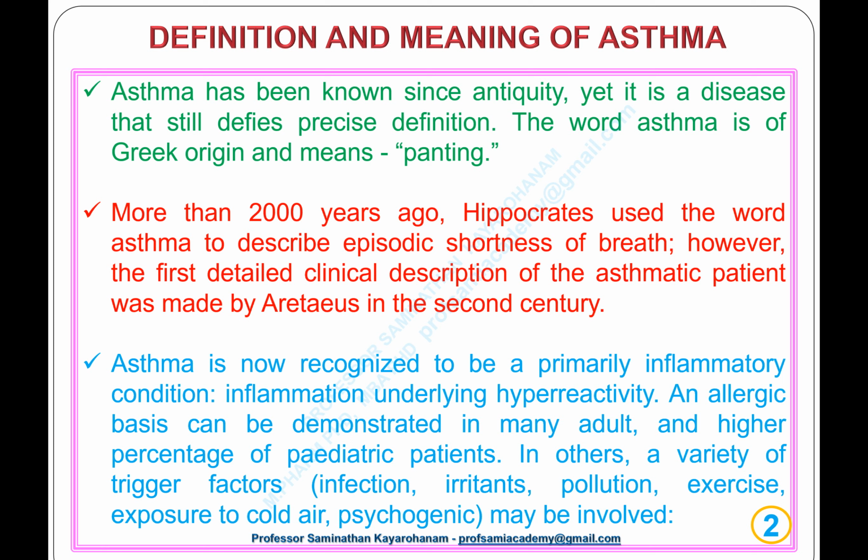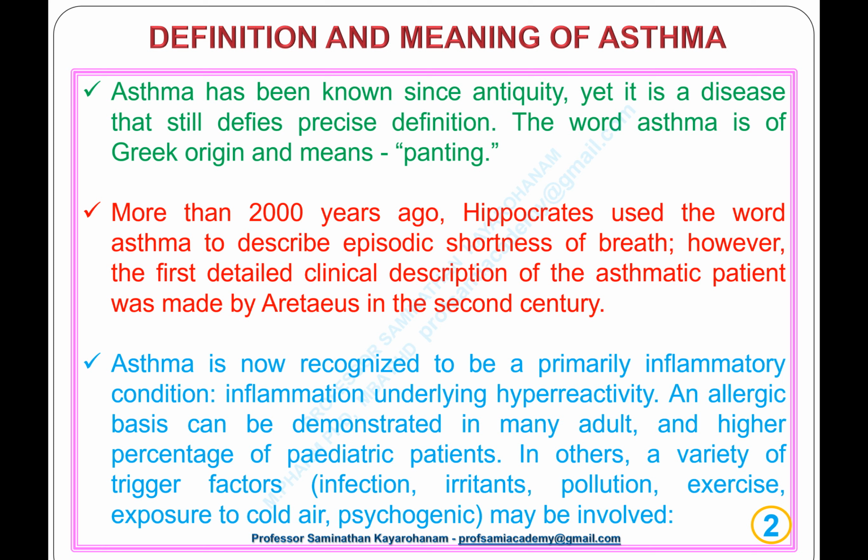Asthma has been known since antiquity, yet it is a disease that still defies precise definition. The word asthma is of Greek origin and means panting. More than 2,000 years ago, Hippocrates used the word asthma to describe episodic shortness of breath. However, the first detailed clinical description of the asthmatic patient was made by Aratus in the 2nd century.